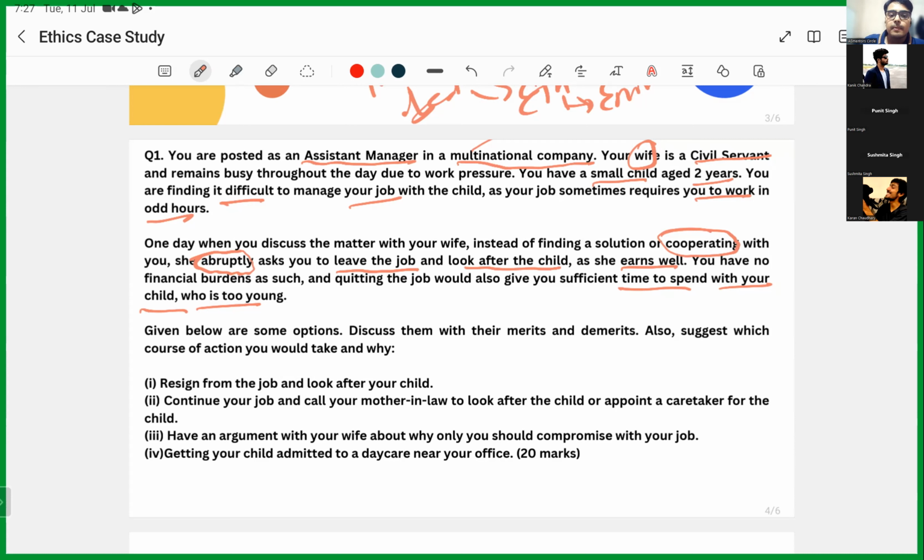Then, moving further, if you have to solve the problem, you know the merits, you know the demerits. Just solve over there only, in the course of action in the case. It means once you are done with the first option, you need not go to the second option. First, complete, resign from the job and look after your child, whether you're going by this or not.